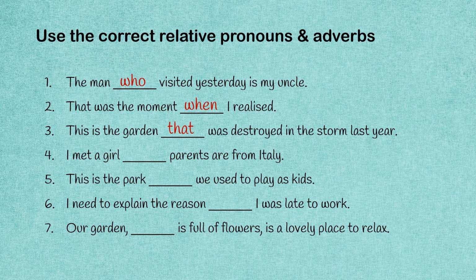In number 4, we would use whose, because it's referring to a person in possession, a girl and her parents. I met a girl whose parents are from Italy. We need where for number 5 because it refers to a place. This is the park where we used to play as kids. For number 6, we need why because it's a reason. I need to explain the reason why I was late to work.